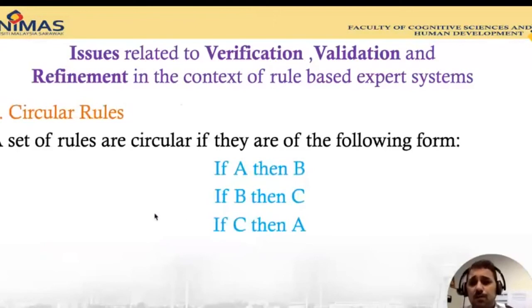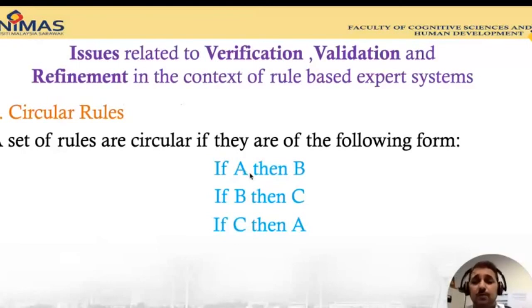And a circular rule creates an infinite loop. For example, if you look at this, the infinite loop will never conclude, it will never end. If a is true, then b will be true, and if b is true, then c is true, and if c is true, then a is true. So the loop goes back again to a, so it becomes a circular rule, like an infinite loop.